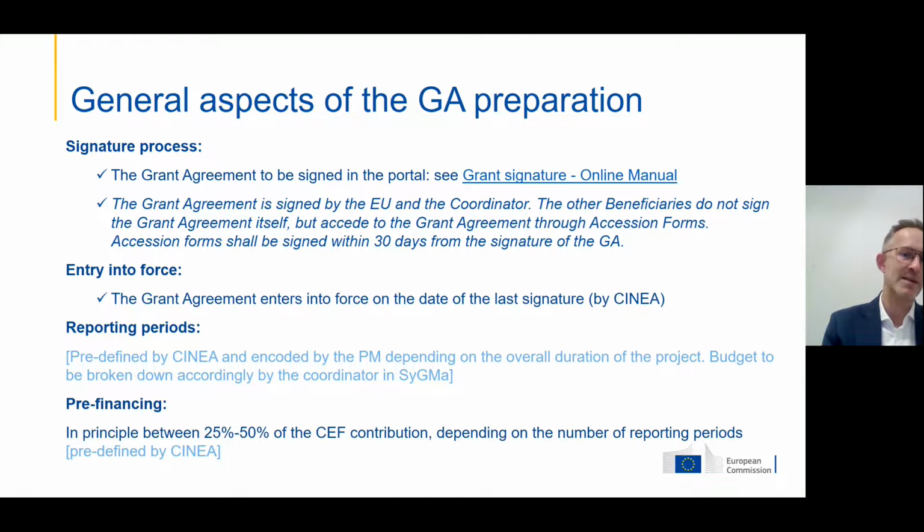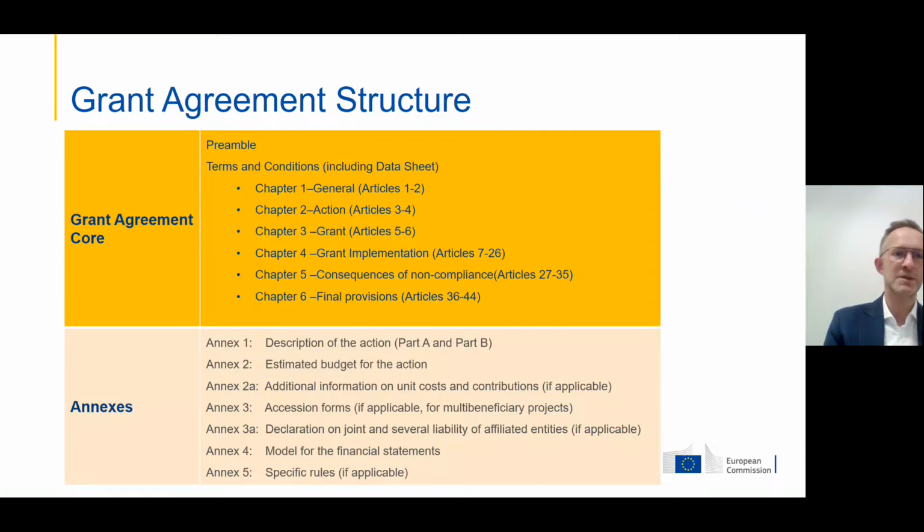Some information about pre-financing: normally we pay between 25 and 50% of the contribution, depending on the number of the previously mentioned reporting periods. Please note that the grant agreement has a fixed structure. These are general conditions and provisions which are not negotiable. Of course, you can familiarize yourself with them.